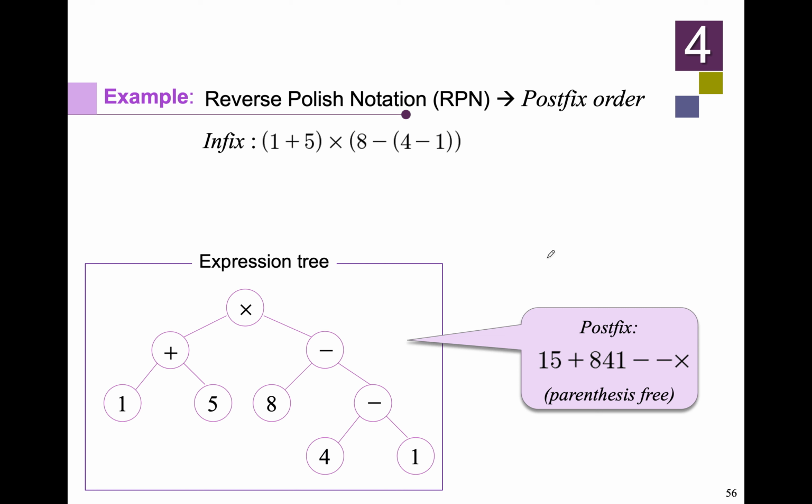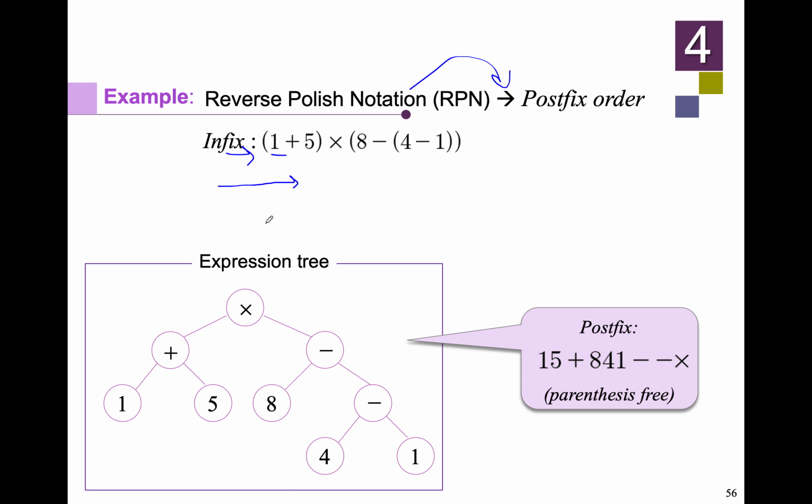So let's take a look into an example. You have the RPN, reverse Polish notation, and you're going to convert it into your postfix order. The example is here. This is your infix equation. So you have left until right. When you meet another parent, then you're going to stop and put it into the stack. Okay, we do it one by one.